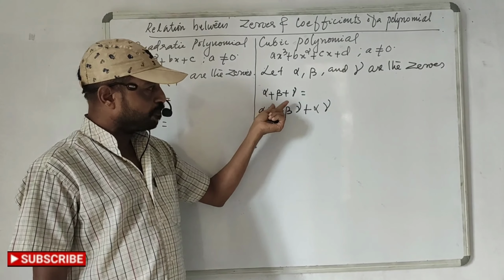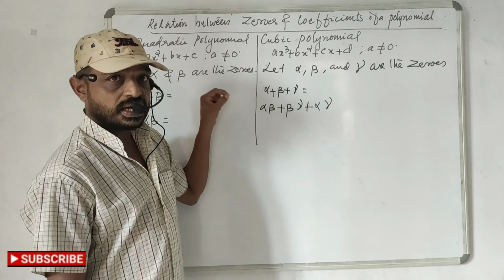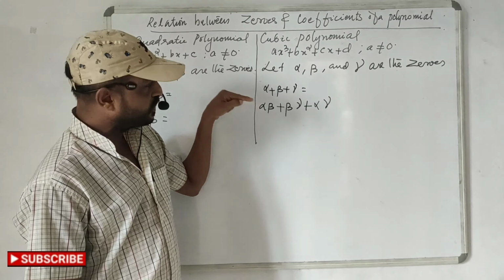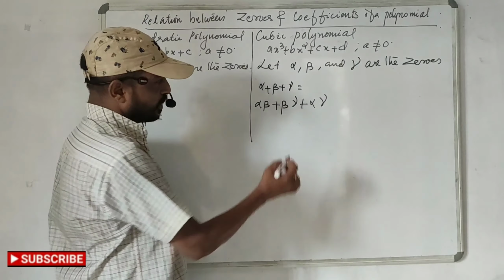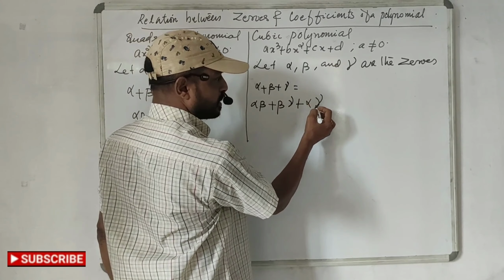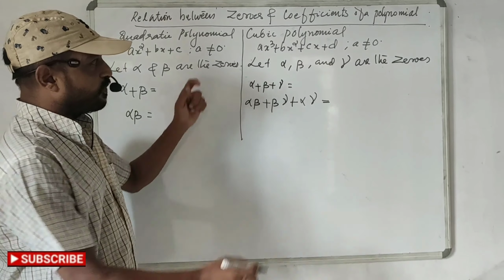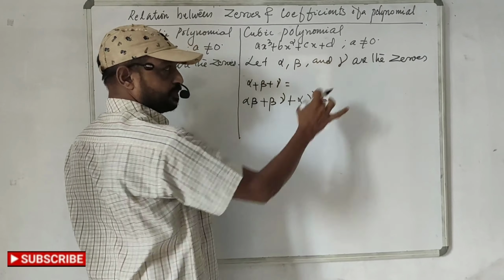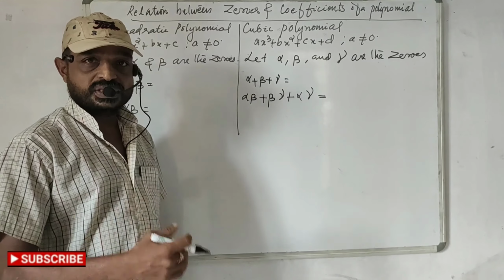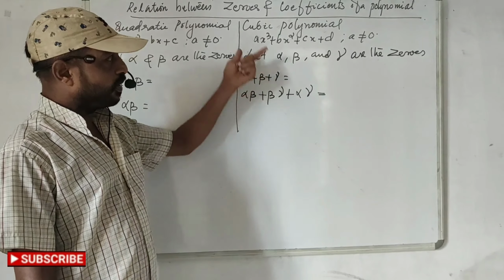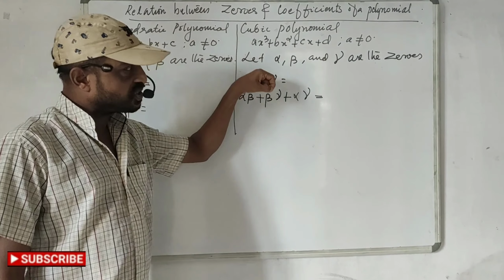So alpha beta plus beta gamma plus alpha gamma is nothing but the sum of the product of the zeros taking two at a time. That also we can find out. And again, we can find out, three zeros are there. I usually use the word roots for zeros. Actually, a polynomial will not have roots, but a polynomial equation has roots.